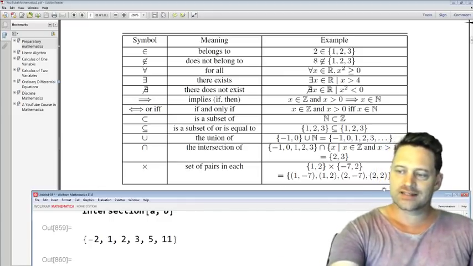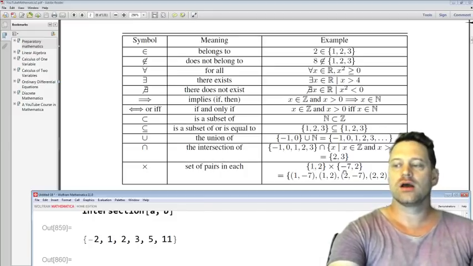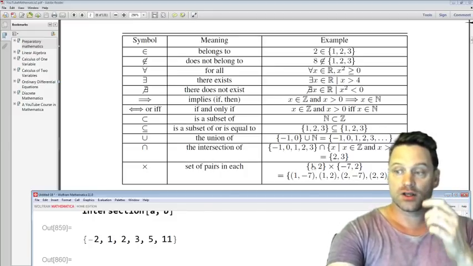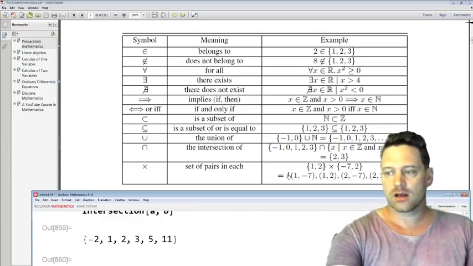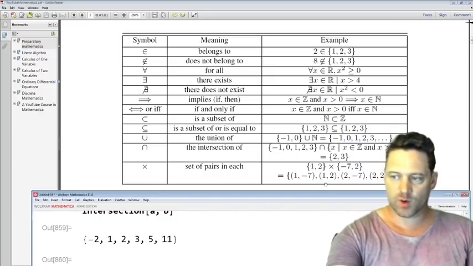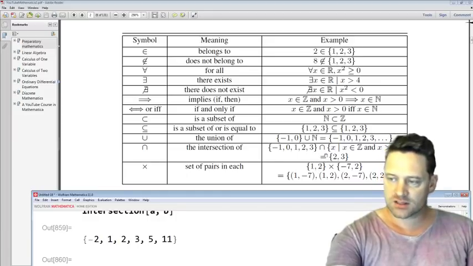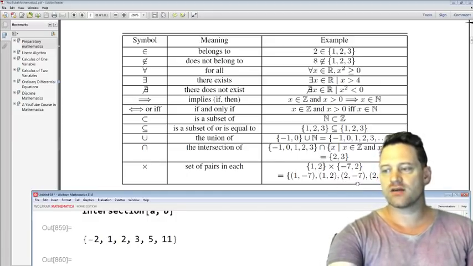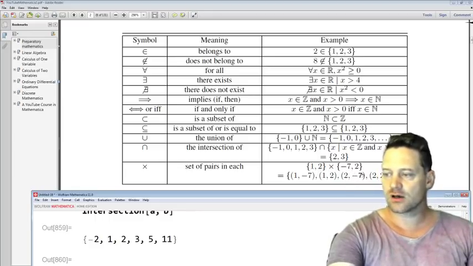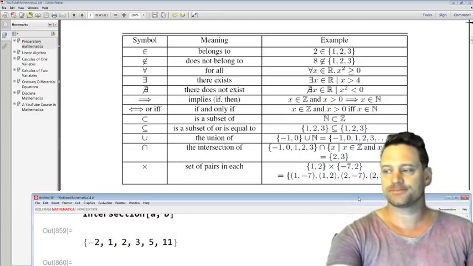Okay, so for example, the Cartesian product of the sets 1, 2 and -7, 2, well, you see we take the 1 and we pair it with a -7, and we get this pair 1, -7. And we take the 1 and we pair it with the 2, and we get 1, 2. All right, now we take the 2, we pair it with the -7, we get the point 2, -7, finally 2 can go with 2, and we get 2, 2. All right, that's the Cartesian product.